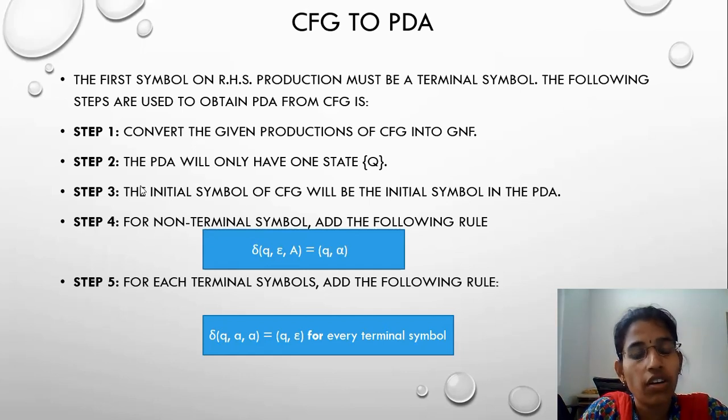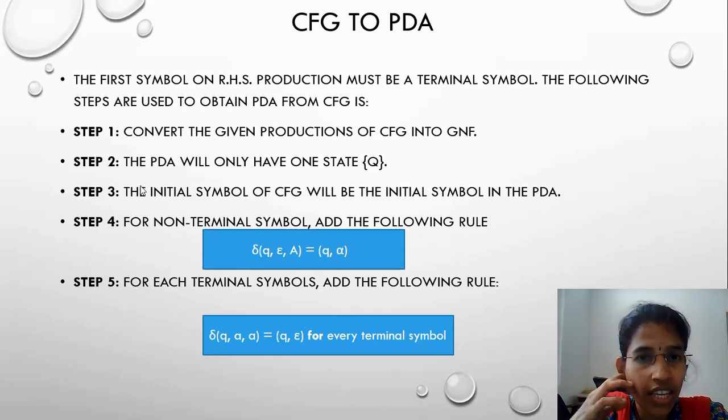Second step, the PDA. In our PDA, only one state is present. So the pushdown automata has only one state, and the state acts as the starting state. The third step, the initial symbol of the CFG. The initial symbol of the CFG will act as the initial symbol in the PDA. So the first 3 steps are very important.